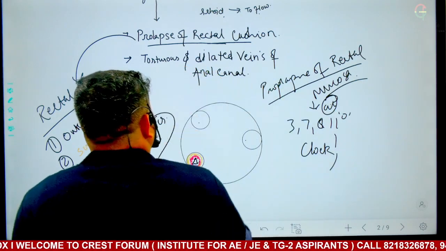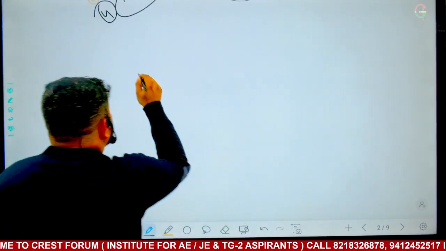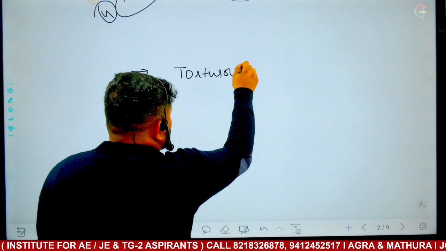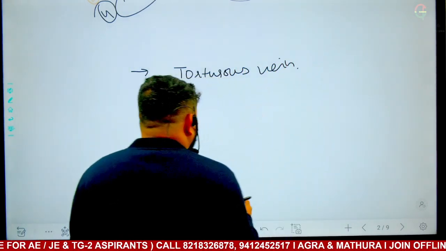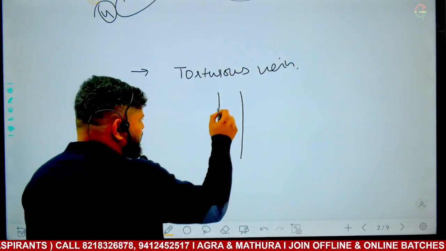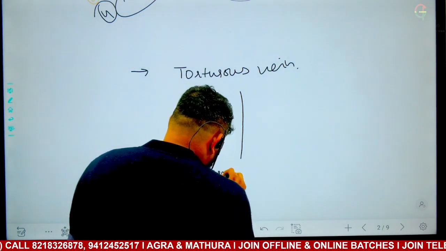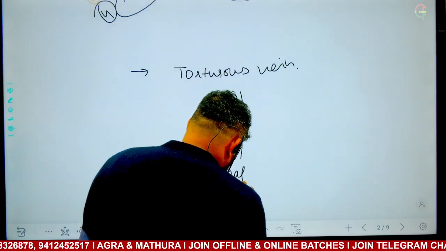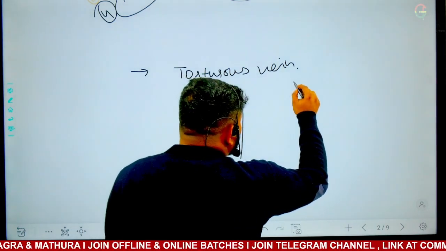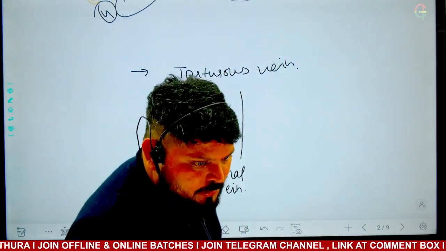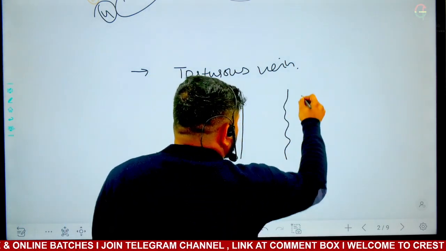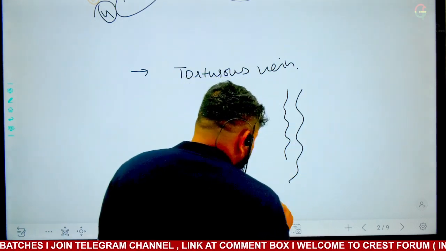Now the tortuous and the dilated vein of the anal canal. What does it mean? Tortuous means irregular. Normally veins are straight and elastic. But due to continuous external pressure, they get tortuous, irregular in shape.